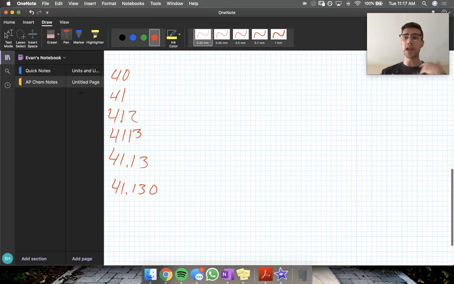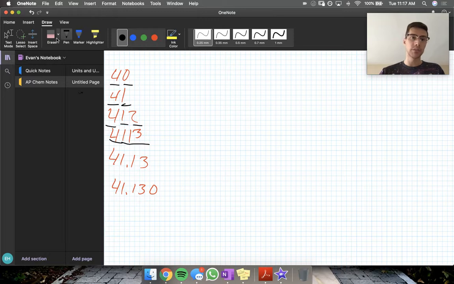So basically, you would determine, is this significant? Is this significant? Is this significant? Is this significant? All the 4s, all the 1s, all the 2s, all the 3s, anything that's not a 0 is always significant. So all of these numbers are always going to be significant. Now, however, this number is not significant. We'll come back to why in a minute.